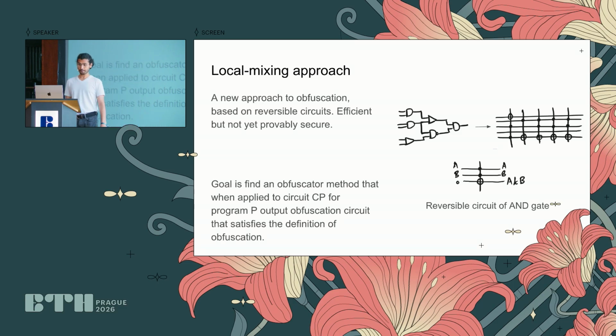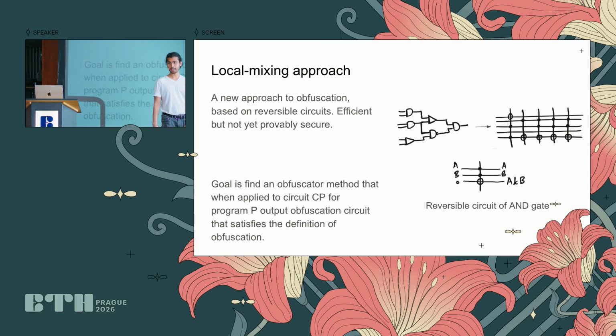In the local mixing approach, you first shift your computational model. You go from circuit land to reversible circuit land. What is a reversible circuit? Intuitively, you go from this Boolean circuit model to this reversible circuit model. In a reversible circuit model, the logic is pretty simple. You never lose information. From input, you get the output, and from the output, you can always get to the input. That is not true for Boolean circuits.